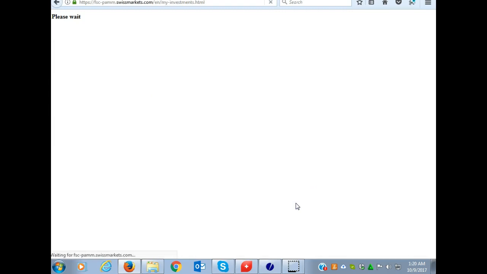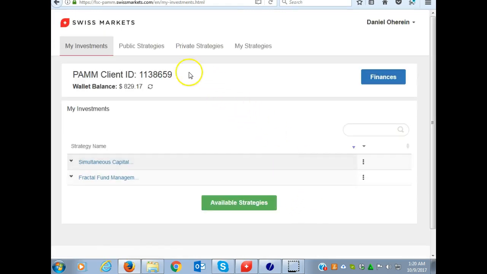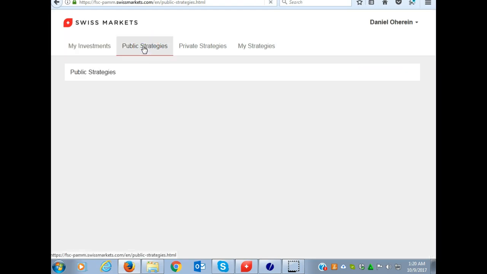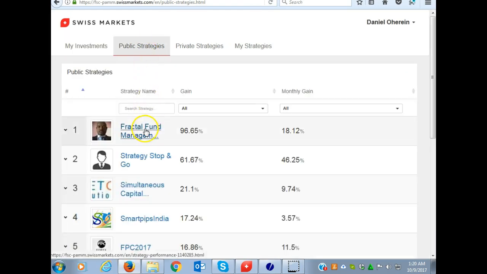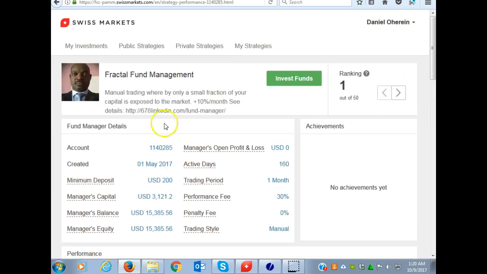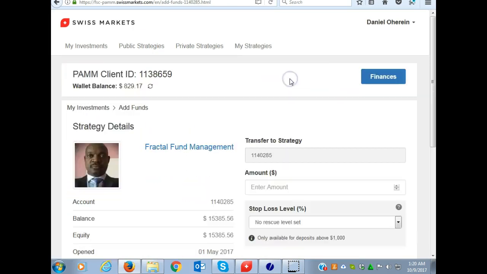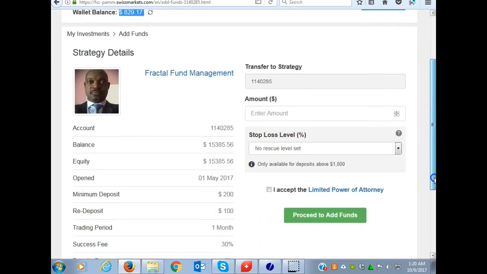Let's say I want to reinvest this fund, for example. I will click on manage account. I will go back to the strategy. You will see the fund here. And I will go back to public strategy. And I will click on manage fund. Then I will invest, which means I will reinvest the whole of this amount of money here, which I earned as my profit from the previous month. I will reinvest it in the following month.